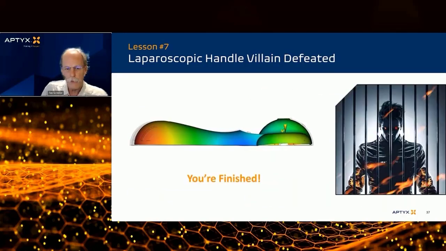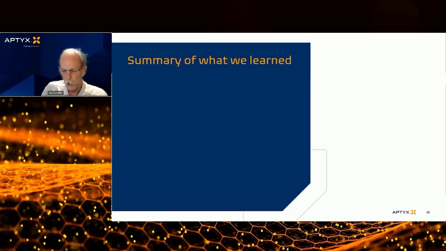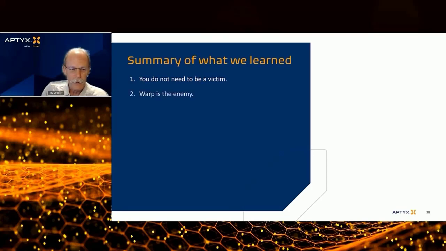If you take these concepts yourself, you can defeat your villain, just like we've defeated many of them. And it's not always going to be 100%, but you're going to be a whole lot better than you were before. Quick summary of what we learned. Of course, the obvious is you do not need to be a victim anymore. If you put some control into your hand, you can defeat the villain. Warp is the enemy, no doubt about it. But volumetric shrinkage is your friend. And it's nice to have a friend, and that's a good one.